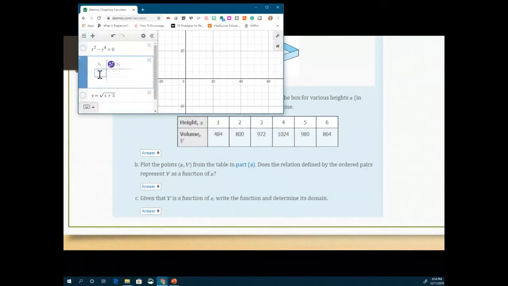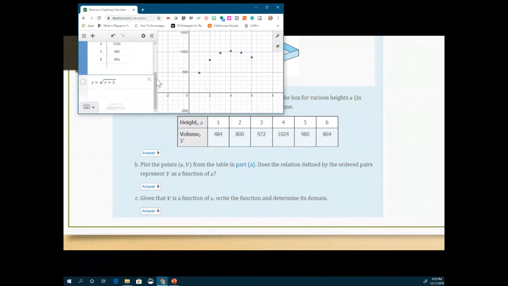So my X values just go 1, 2, 3, 4, 5, 6. And then I have 484, 800, 972, 1024, 980, 864. Okay, now you can see that I don't actually see that on my graph here. But if you scroll, there's this plus sign. If you hit that, that will zoom to your points. So, okay, part B says just to plot the points.